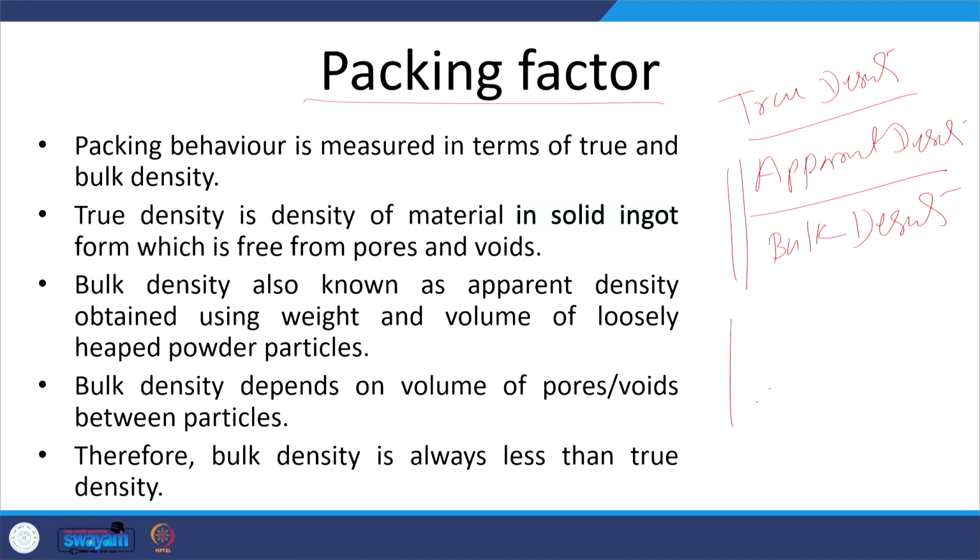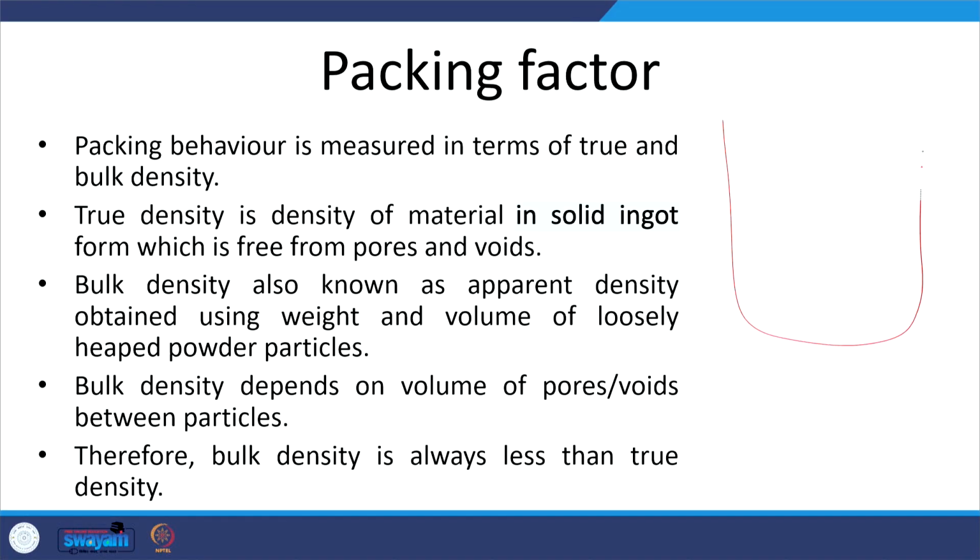So, if we take the material of a given volume V, when the material is in the form of ingots without any porosity, its weight divided by volume gives us the true density, that is the normal density. But when we use powders, okay, say there is a mold, and the powder particles have been filled in this.